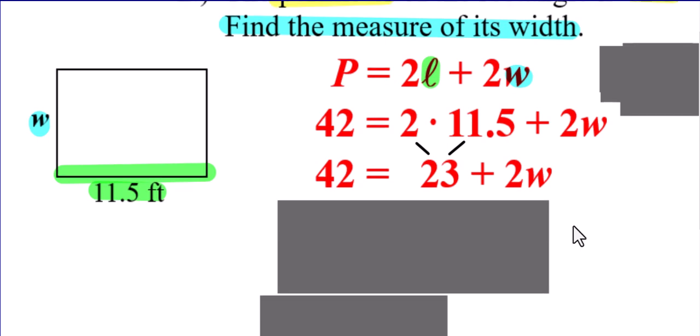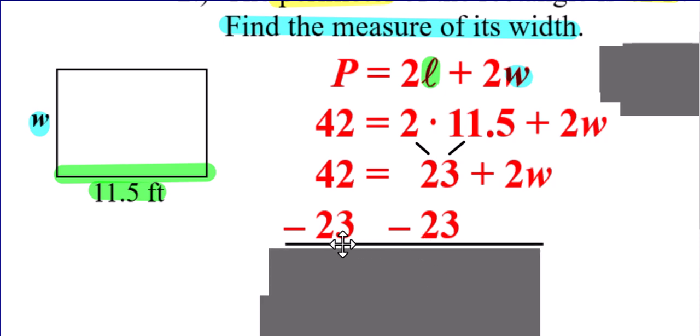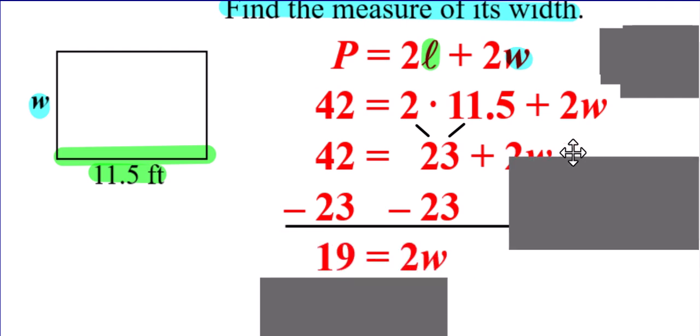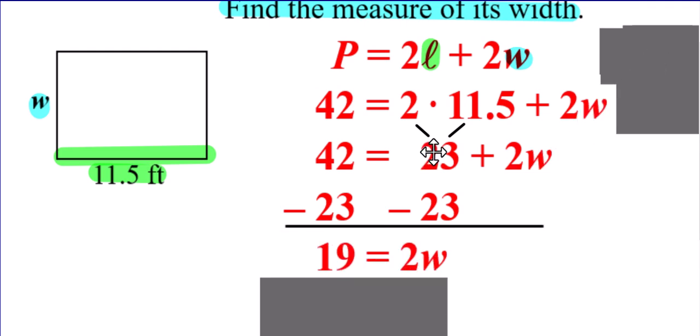And now let's do inverse operations from what's happening to the W. It's being multiplied by 2 and added by 23. Let's reverse that. Inverse of adding by 23 is subtracting by 23. We do it on both sides. 42 minus 23 is going to give us 19. 23 minus 23 is 0. We don't have to show the 0.